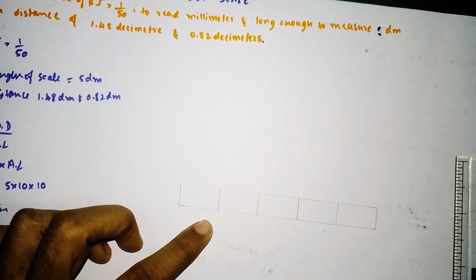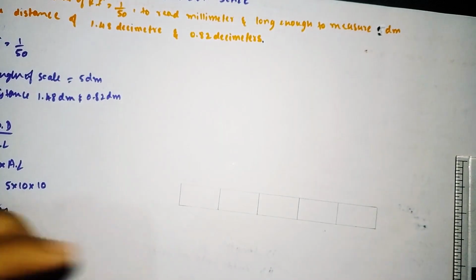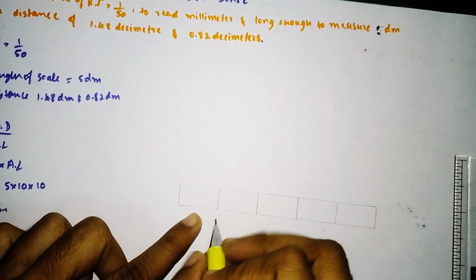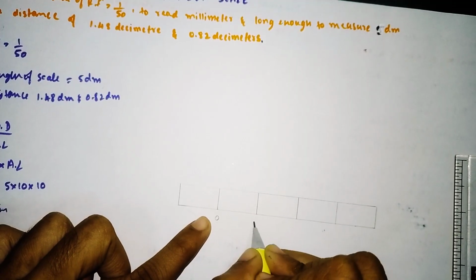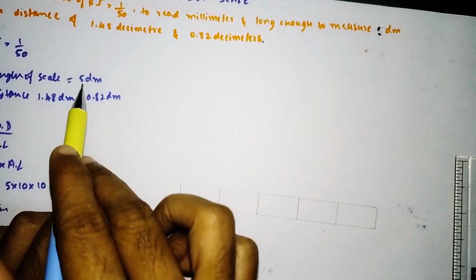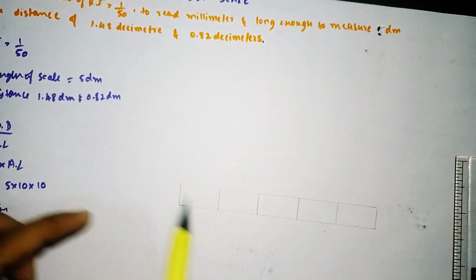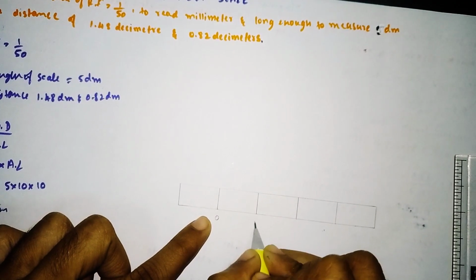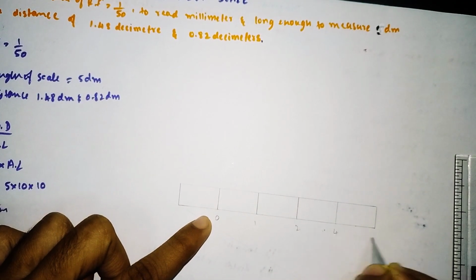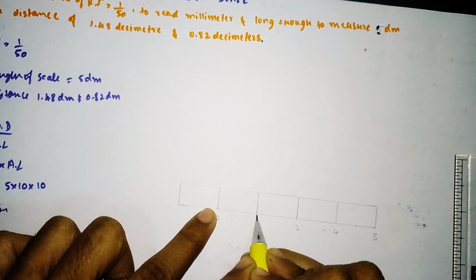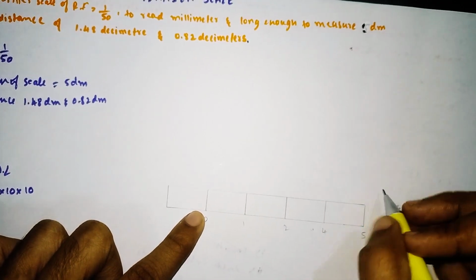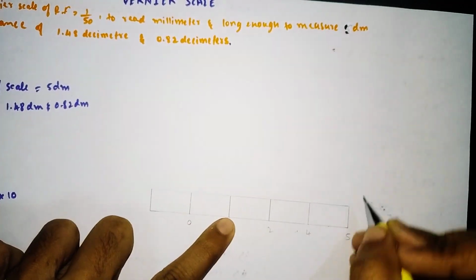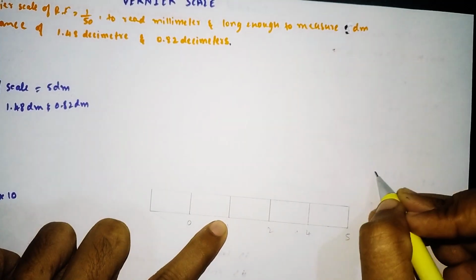This scale represents the decimeter values. Now this becomes our 5 decimeter scale. The value is in decimeter. So now give the numbers 0, 1, 2, 3, 4. Each part is equal to 1 decimeter.